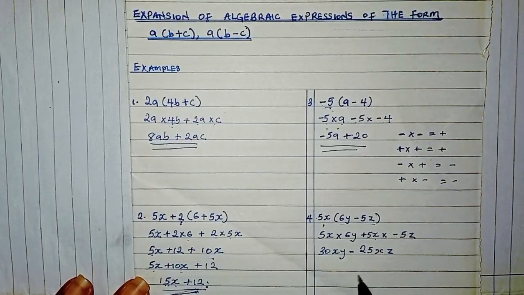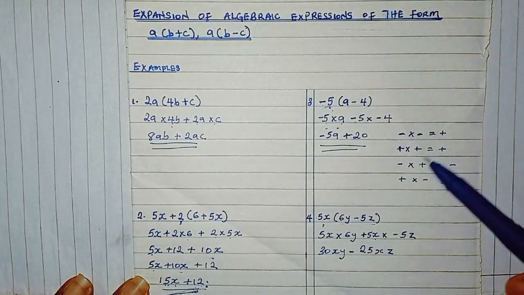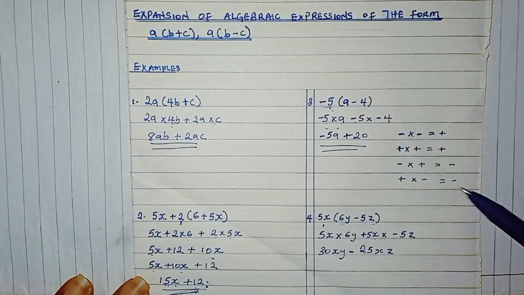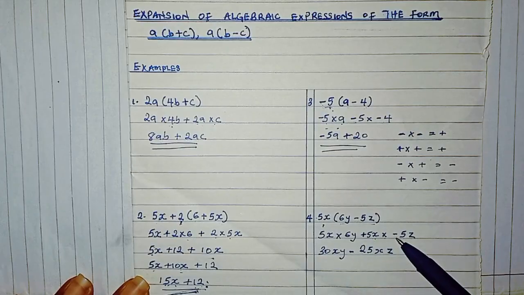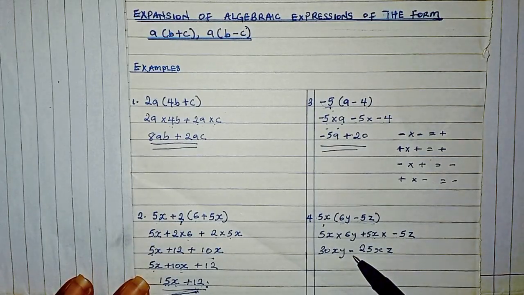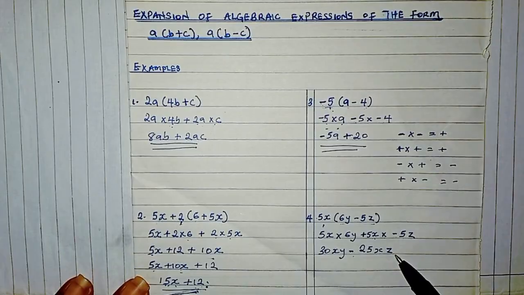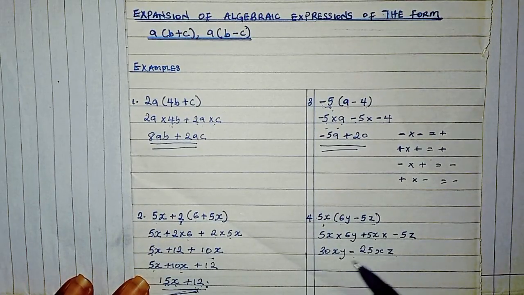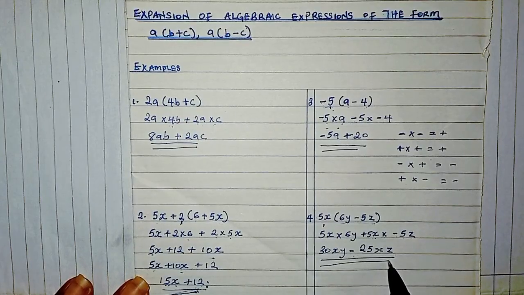Why this minus sign? Now watch. Plus times minus is minus. Plus times minus, minus 25xz. Now these two, they are not like terms. We have xy here, while we have xz there. So you cannot add them or subtract them. So I'm leaving our answer as this.